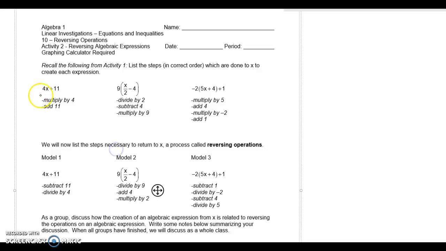Look at this example right here. We had 4x plus 11. To get the expression, we multiply by 4, we add 11. To reverse it, instead of ending with adding 11, we're beginning by subtracting 11. And multiplying by 4, we're not going to do that. We're going to reverse it. We want to divide by 4. And it works the same for this one and this one. For all of them, we're going to reverse the order.